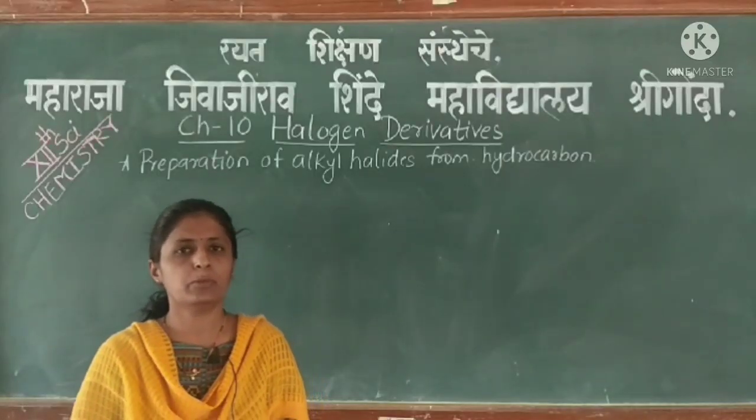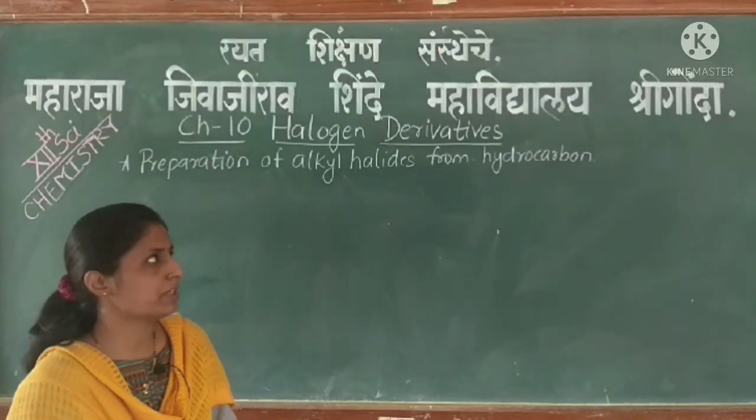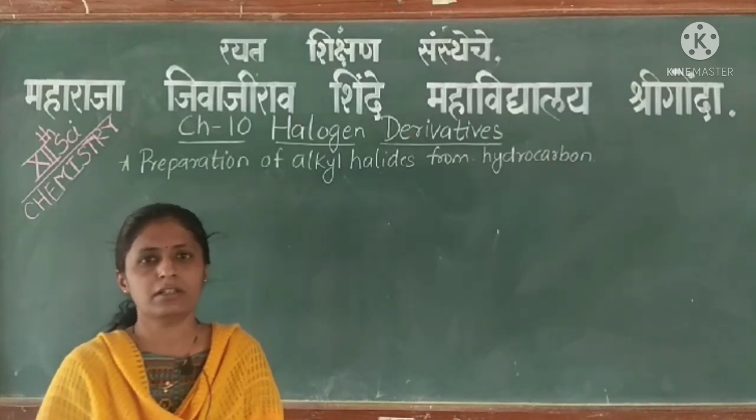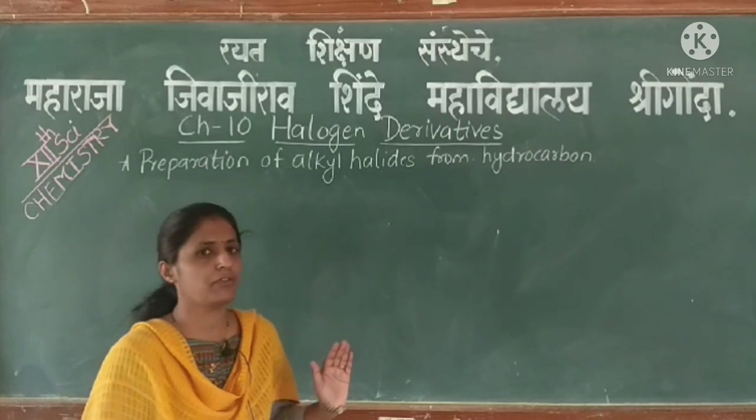Hello students, welcome to the next lecture of 12th chemistry, chapter number 10, halogen derivatives. Now in this lecture, we will be starting with the preparation of alkyl halides.